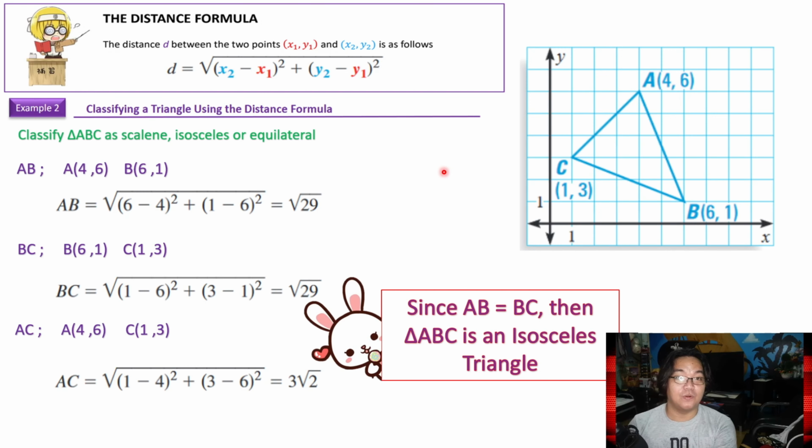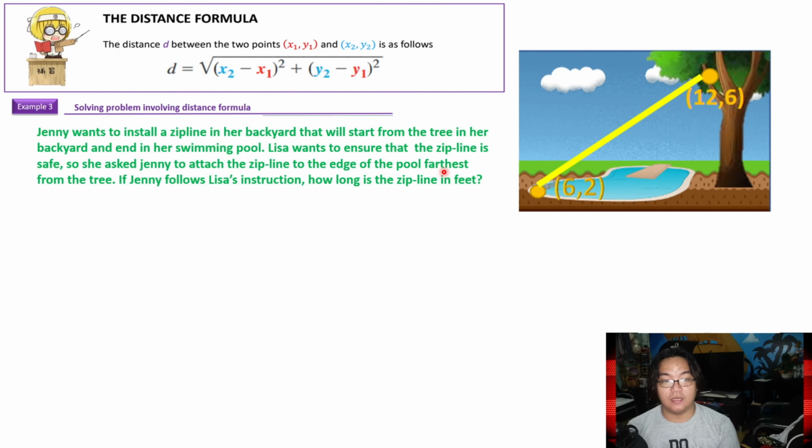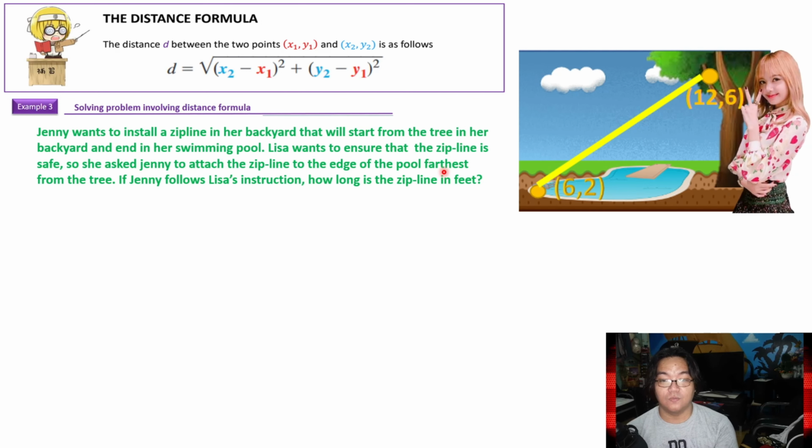Okay, so I hope you are learning. Let's have another example. This is solving problems involving the distance formula. It's the same thing, we will be using the same formula. Jenny wants to install a zipline in her backyard that will start from the tree in her backyard and end in her swimming pool. Lisa wants to ensure that the zipline is safe, so she asked Jenny to attach the zipline to the edge of the pool farthest from the tree. If Jenny follows Lisa's instruction, how long is the zipline in feet?